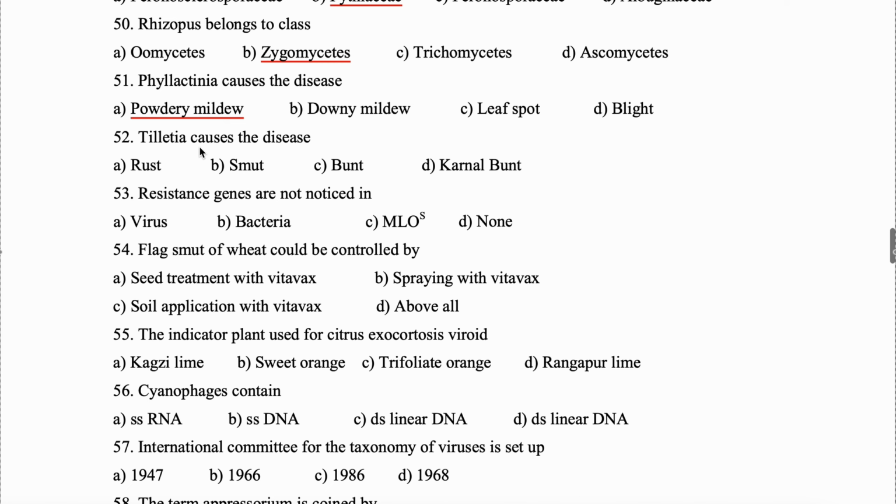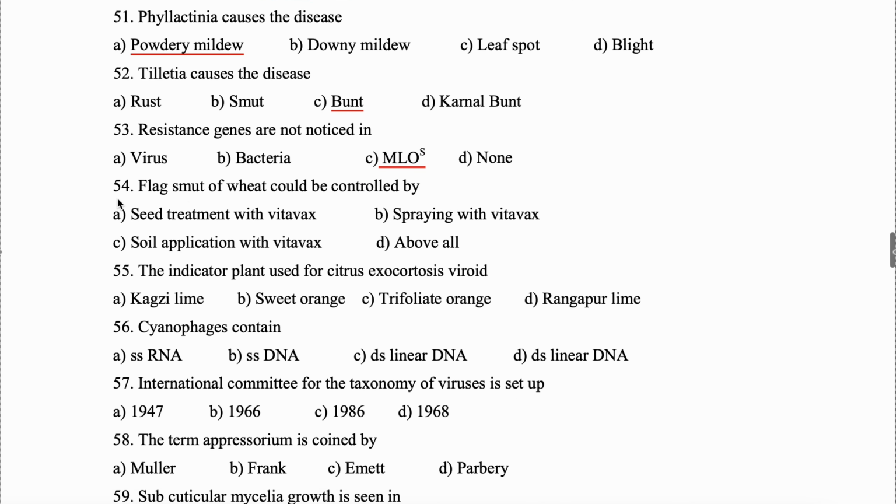52. Tilletia causes the disease bunt. 53. Resistance genes are not noticed in case of mycoplasma-like organisms. 54. Flag smut of wheat could be controlled by, yes, Vitavax, because it is a smut disease, but how? Seed treatment, spraying or soil application? The answer is seed treatment with Vitavax.